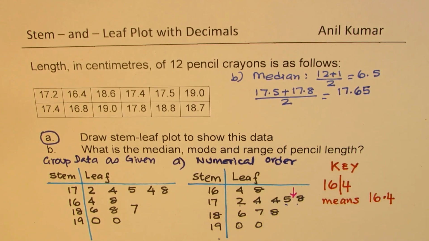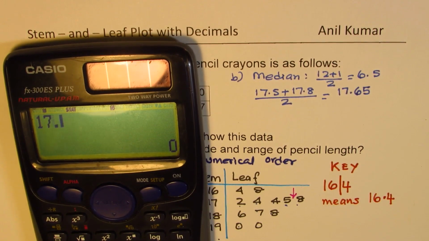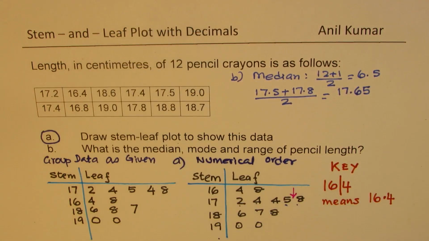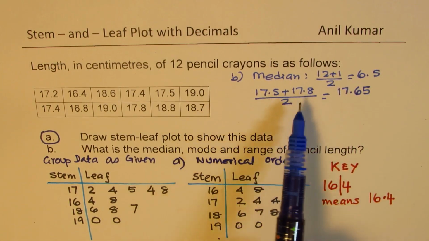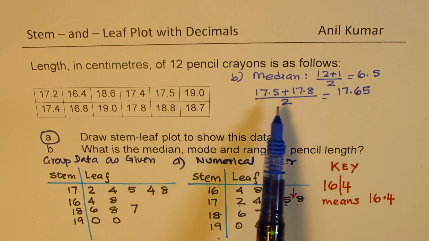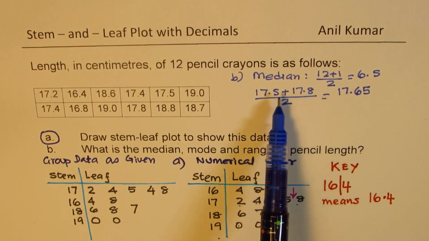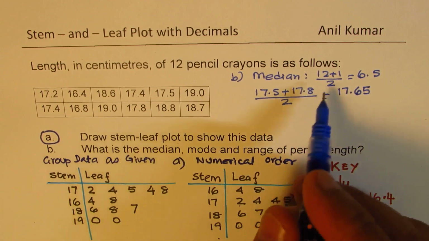So the middle value, right? Sometimes when the calculator is allowed, you can always add 17.5 and 17.8 and then divide by 2 to get your answer, which will be 17.65. Otherwise, the easy way is to just add them and then divide by 2. Since 17 was common, we just wrote 17 and worked on the decimal place, which is slightly faster.